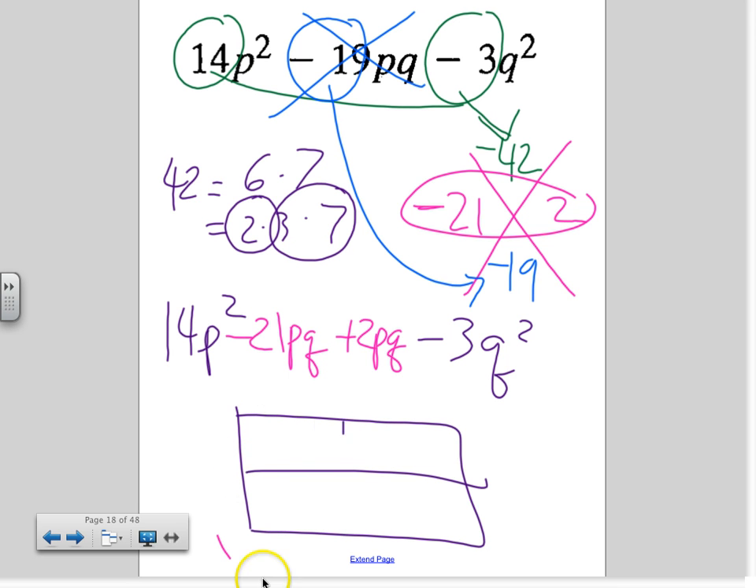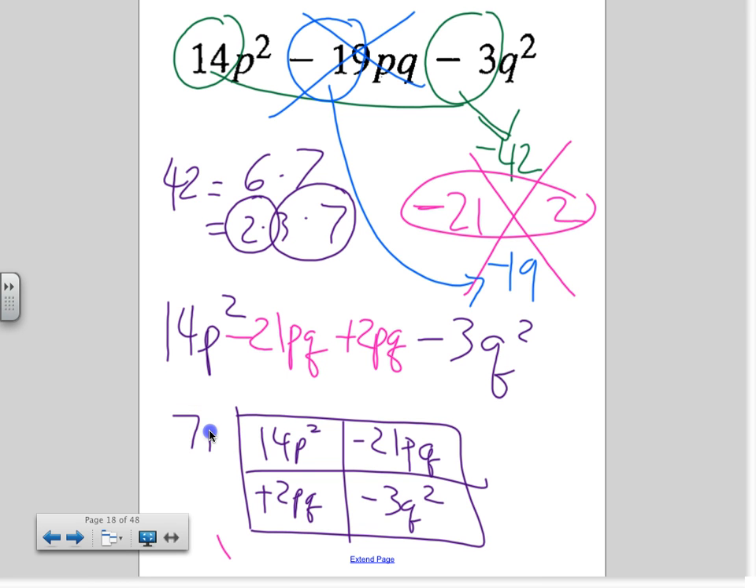So here's the box. That's what we need. 14p squared minus 21pq plus 2pq and negative 3q squared. So what can I take out? 7 and p. What about the bottom? 1 q, or just q, right? The top, what can I take out? I mean, sorry, what do I multiply by? 2 p. And next one? Negative 3 q.